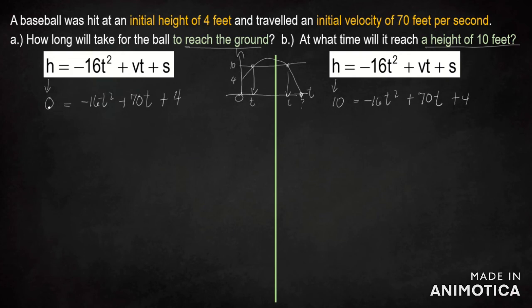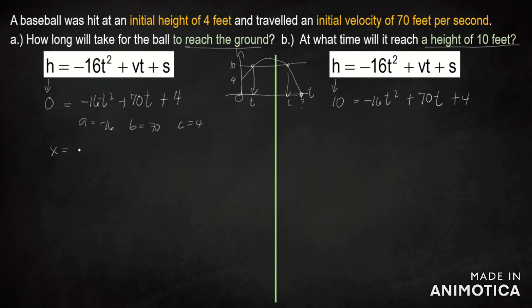So, let's answer the first problem. How long will it take for the ball to reach the ground? Solving this, obviously, this cannot be solved by factoring, so we're going to make use of the quadratic formula. In using it, we first identify the values of a, b, and c. Here, our a is equal to negative 16, our b is equal to 70, and our c is equal to 4. Then we substitute these values in the quadratic formula.